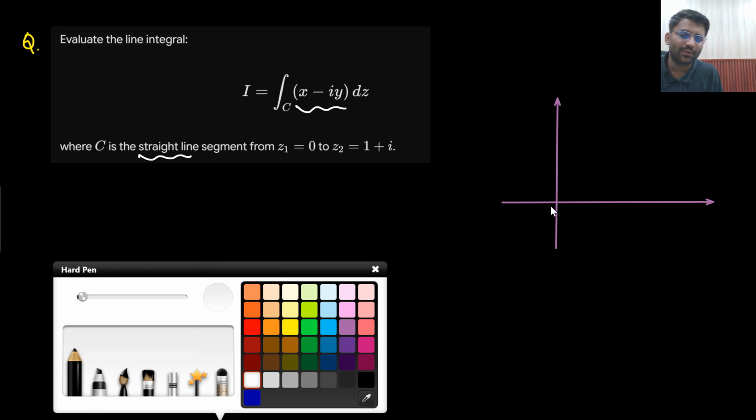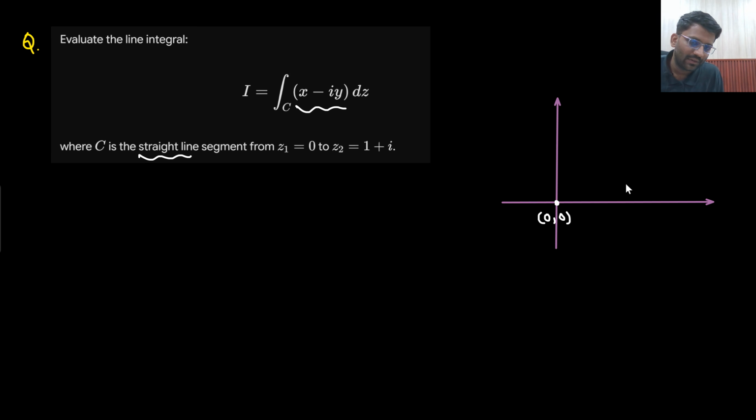Method 1. And here the straight line segment is also mentioned, that you are moving from z equals 0 to 1 plus iota, through a straight line. So this time they have given the segment as well. So what is the equation of this line? The equation of this line is, sir, nothing but x equals y equals t.